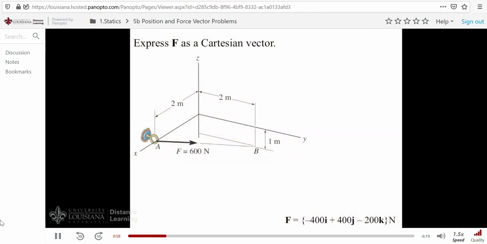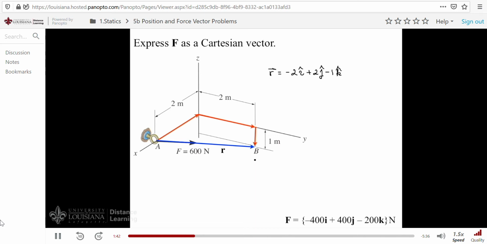We'll consider this one first. We want to express this force as a Cartesian vector. What would you do first if you want to solve the problem? Well, I form a position vector going from A to B. Notice that it has three components, one along the x-axis, the y-axis, and then, of course, along the z-axis. r is equal to what? Minus 2i, plus 2j, and finally minus 1k.